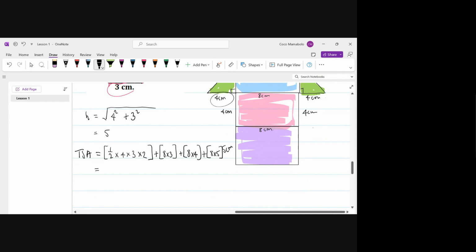All right, so I know half of 4, that's 2. 2 times 3 is 6, times 2 is 12. 12 plus 24 plus 32 plus 40. And we can just put all of those together and get an answer there. What would my answer be? 108 what? Abu, 108 what? Centimeters. Again, a surface area is still area, so centimeters squared.